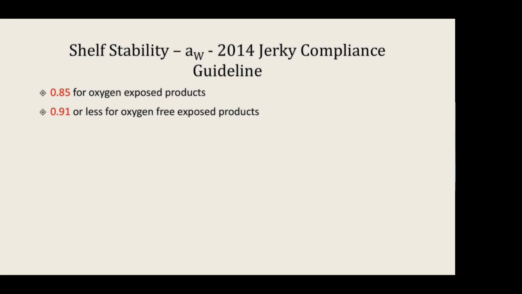Okay, if you are using water activity for shelf stability, here are the limits. Again, this is in the 2014 Jerky Compliance Guideline. So for product that is packaged and exposed to oxygen, a water activity in the product needs to be 0.85 or less. If a product is packaged in a way that is not exposed to oxygen, like vacuum packaging or using oxygen scavengers, a water activity of 0.91 or less needs to be achieved.